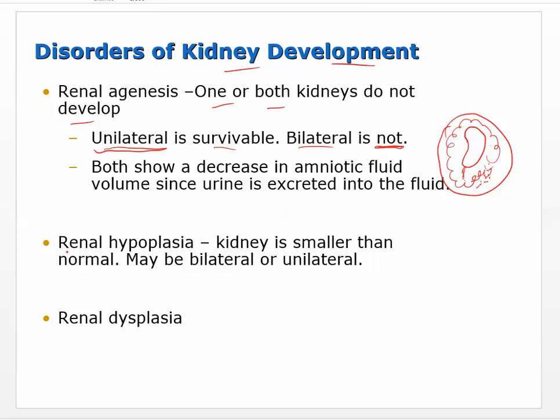Okay, so renal hypoplasia. Hypo means reduced, so that means the kidney is smaller than normal, and that too may be bilateral or unilateral. And then there's something else, we're not really going to cover it, called renal dysplasia. Renal dysplasia is where the cells are malformed, and a lot of times that can cause the tubules to form cysts, and the cysts are actually part of the problem.